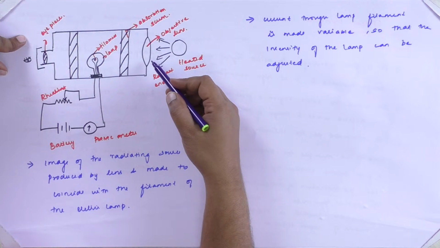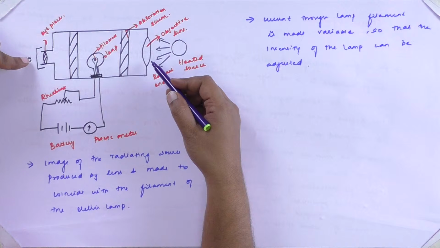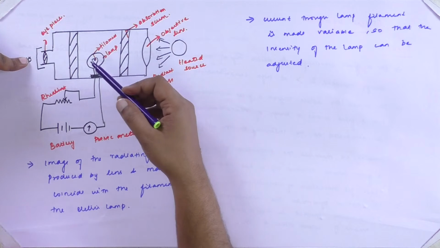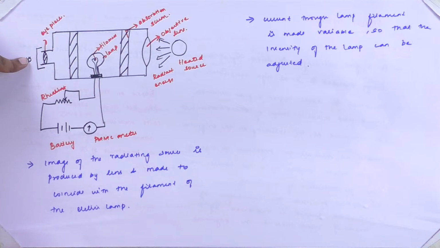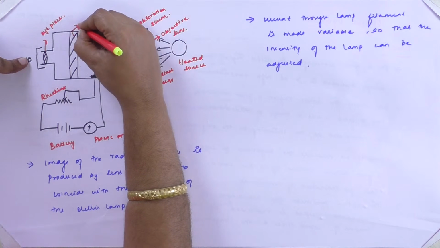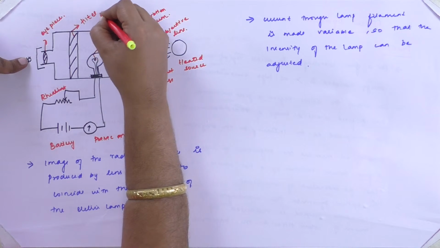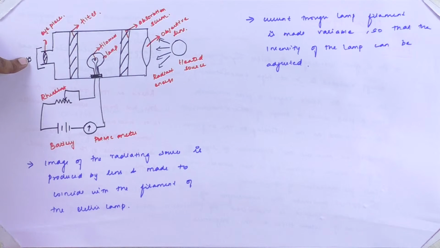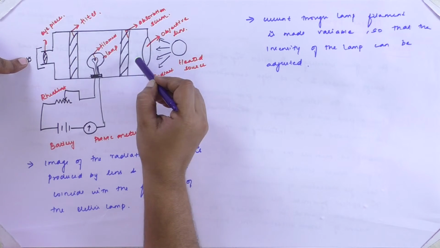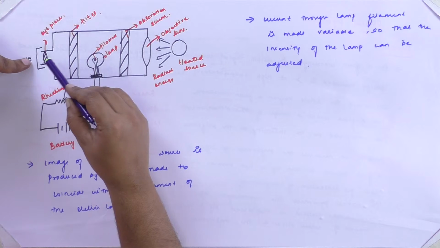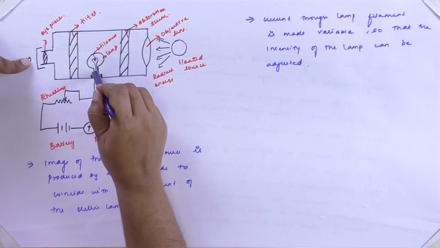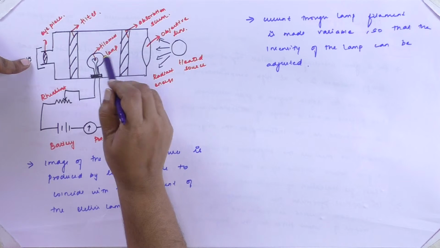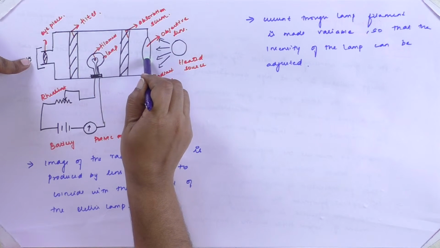Here the image of the radiating body is viewed through the eyepiece, and the filament is also viewed through the eyepiece through a filter. So this is the color filter. So through this filter the image of the filament is viewed, and the current through the lamp filament is adjusted until the filament and the image of the radiating body are of equal brightness.